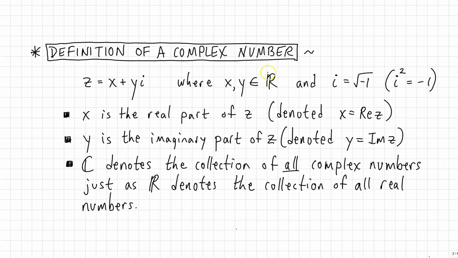And then just like this capital R represents all real numbers, this capital C will represent the collection of all complex numbers. So if you see this capital C, I'm referring to every complex number, or the collection or family of complex numbers.